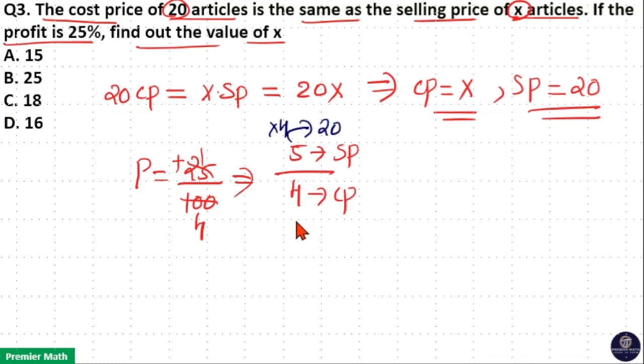Then cost price is here 4 part. 4 part is equal to 4 into 4, 16 rupees. So option D is your answer.